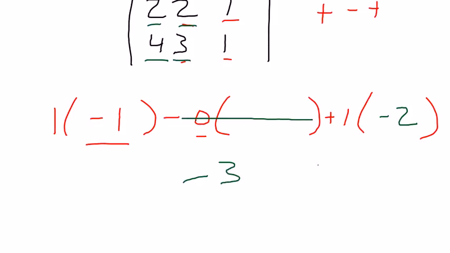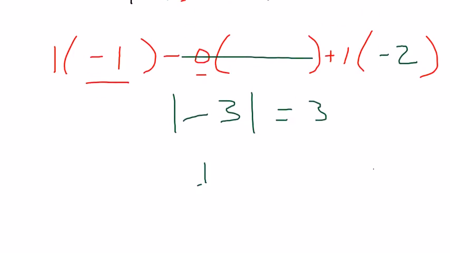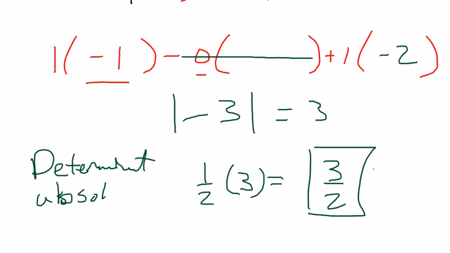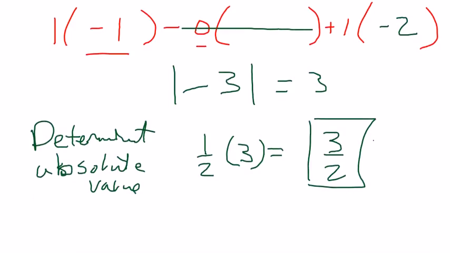Okay. What you're going to do now is find the absolute value of this number, which would be 3, and then take that times 1/2. Okay, 3/2. So your determinant, okay, absolute value, times 1/2 gives you the area.